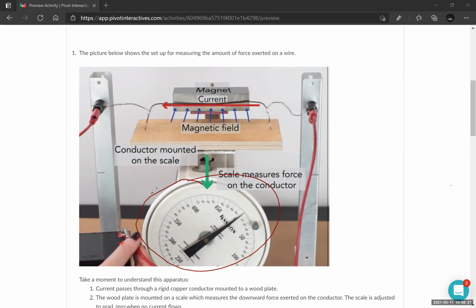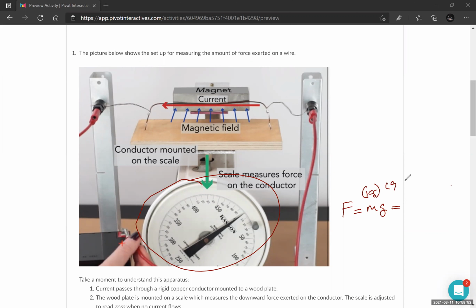using this scale. So the scale measures force on the conductor. Well, the scale measures the mass, not necessarily the force, but we can then convert. Remember, force here represents, let's say, a downward pull, which is equal to the gravitational force. So we can say this is just equal to mg. So mass in kilograms.